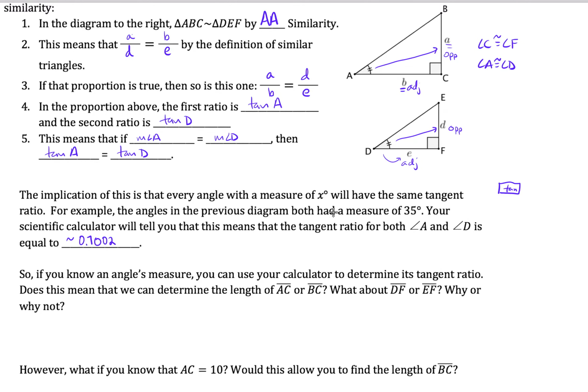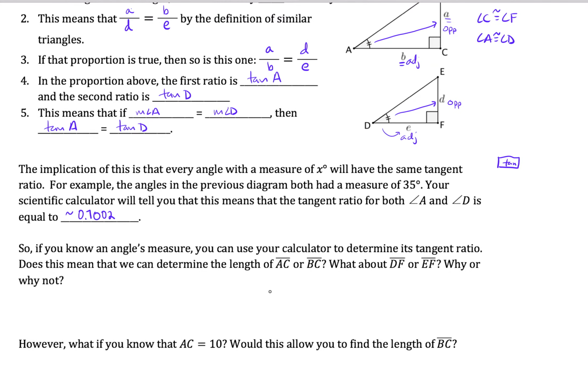So, if we know an angle's measure, that means we can use our calculator to determine its tangent ratio. If I know that an angle has a 50-degree measure, I can hit tangent 50 on my calculator, and the tangent of a 50-degree angle is about equal to 1.1918. So that would be the tangent ratio for a 50-degree angle. If I had a different measure in my picture, I could type tangent whatever, and my calculator will tell me what that tangent ratio is.